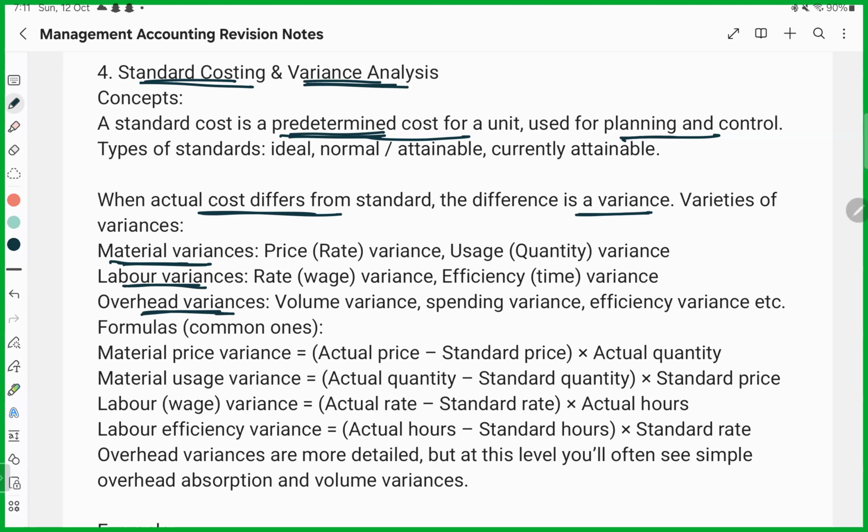So I planned for 10,000 units, but I ended up making only 9,000 units, which will affect my absorption costing at the per unit level. Now, how do we calculate the material price variance? Let me just give you an example of how the structure looks.